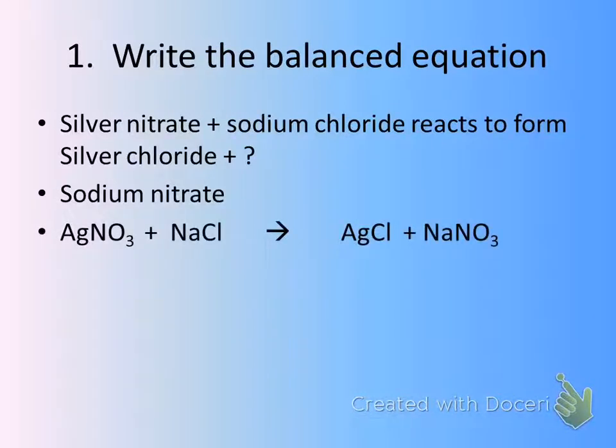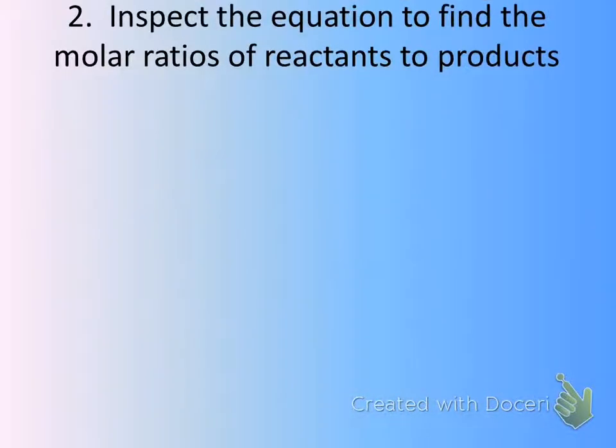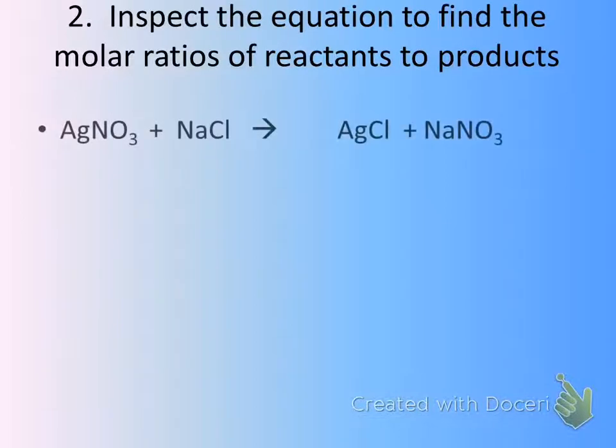So here's our equation. If this were a recipe and it just said flour, eggs, sugar, milk, we would have to know the amounts. We'd have to know how many cups, how many tablespoons. In this case, we're going to have to know how many moles. And the only way we could figure that out is by writing the balanced equation. So once we write the balanced equation, we're going to inspect it to find the molar ratios.